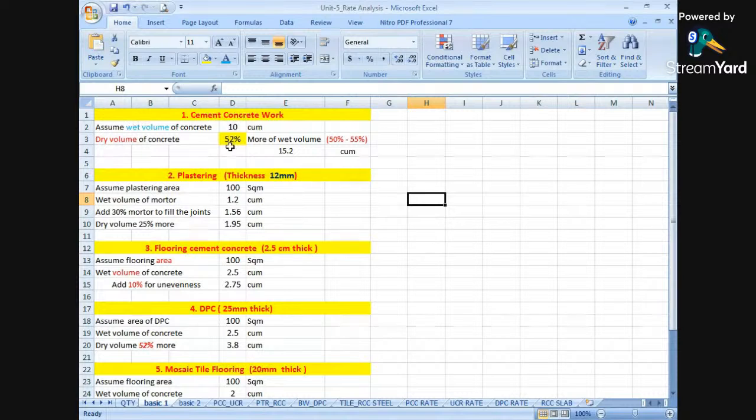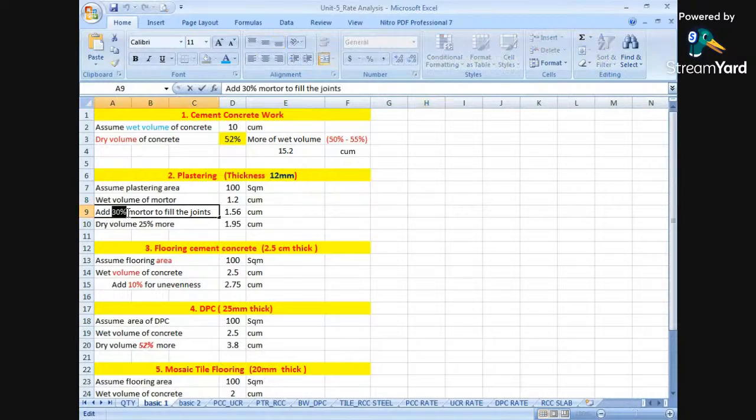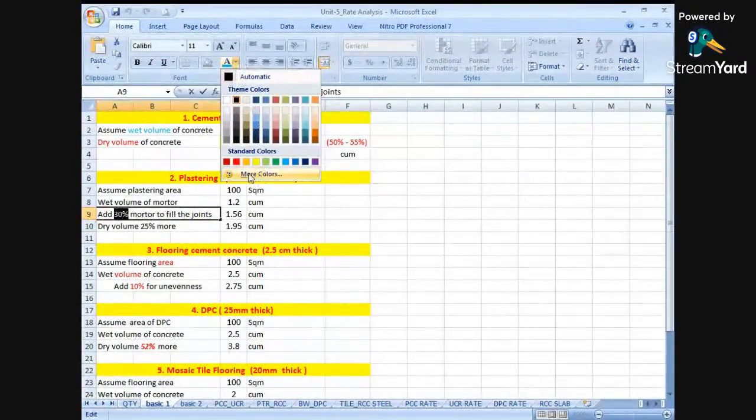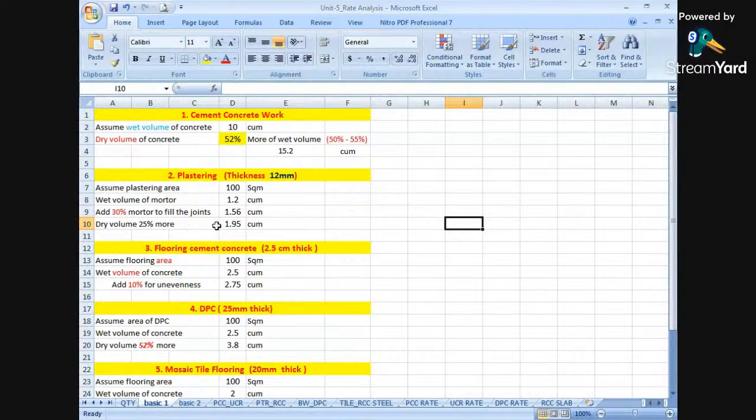The same thumb rule which we have already used will be used in another sense here, that is, add 30% mortar to fill the joints. We require an extra 30% in order to fill the joints. That is 1.2 plus 30% of 1.2, which comes to 1.56.